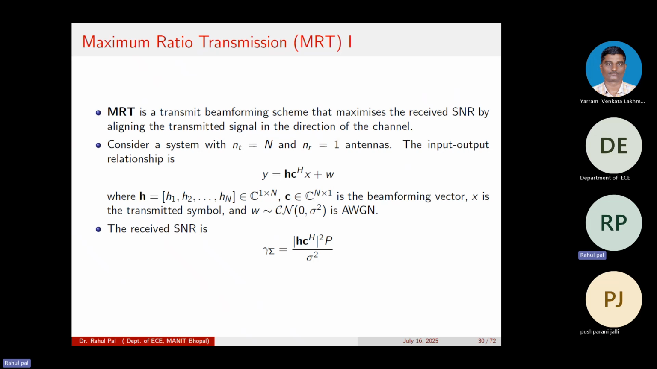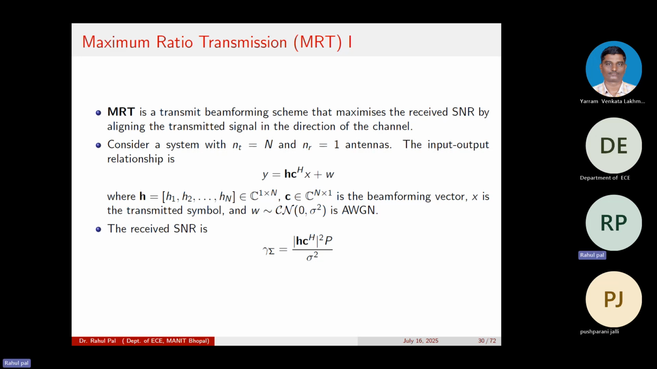After that, the signal is passed through the channel, which is H. The dimension of the channel is 1 cross N, meaning the number of receiving antenna elements is 1 and the number of transmitting antenna elements is N. Beamforming is only possible when we have a large number of antenna elements at the transmitter side.